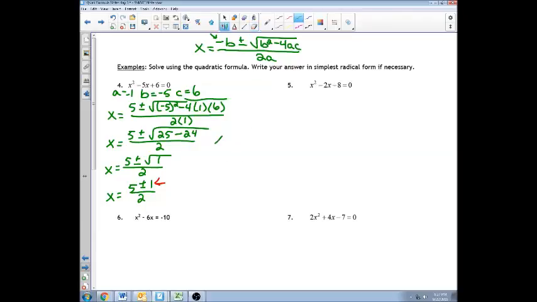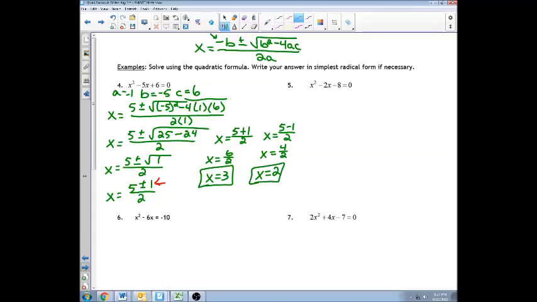We need to split this up into x equals 5 plus 1 over 2 and x equals 5 minus 1 over 2. Well, 5 plus 1 is 6. 6 over 2 is positive 3. 5 minus 1 is 4. 4 over 2 is positive 2.